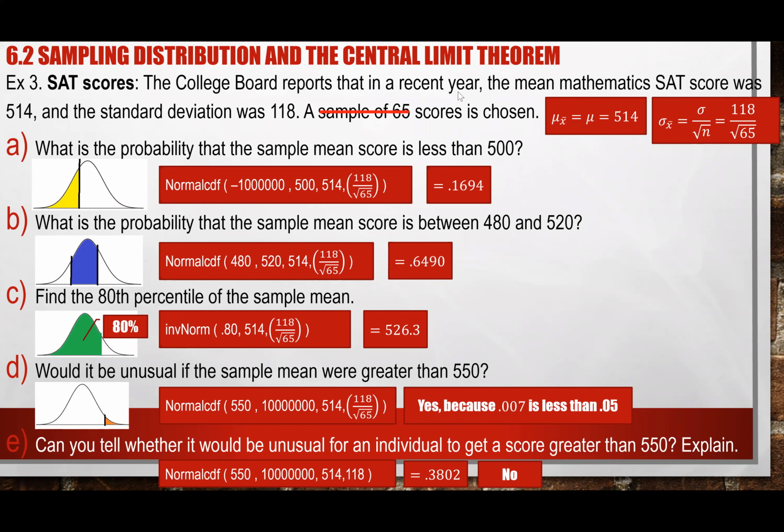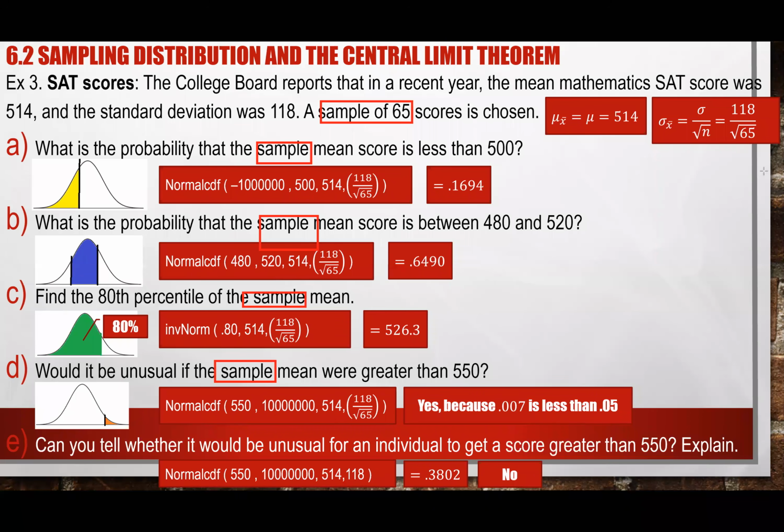Okay, that's the reason why I wanted to throw in E, to show you that if you don't see the word sample, then we are dealing with the population. If you see anything that relates to the sample, then you're using the sample, and that's why you're using this standard error. Everybody see the difference between when to use the sample item, which is the standard error, versus when you use the population, which is 6.1?